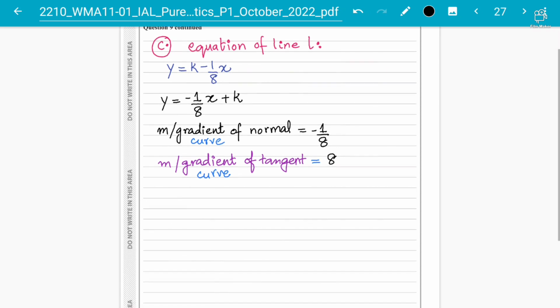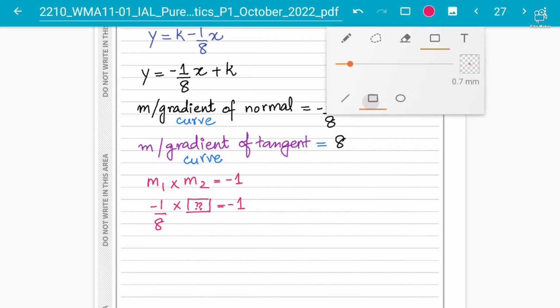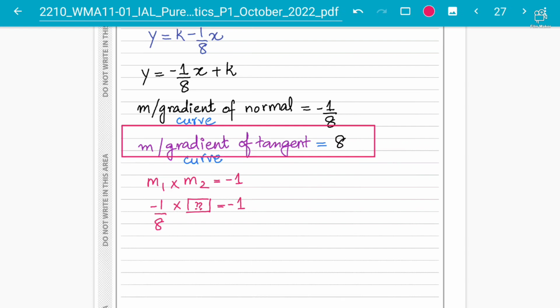Hope everyone gets this, or you can do it with this as well. Follow in the red. Gradient 1 into gradient 2 is equal to minus 1, because this is normal, perpendicular. So minus 1 upon 8 into the other gradient is minus 1. So definitely this is going to come as 8, when you solve this, okay, students? So that is a lot of marks there for 8. I hope everyone got this, that the gradient of the tangent will be 8.